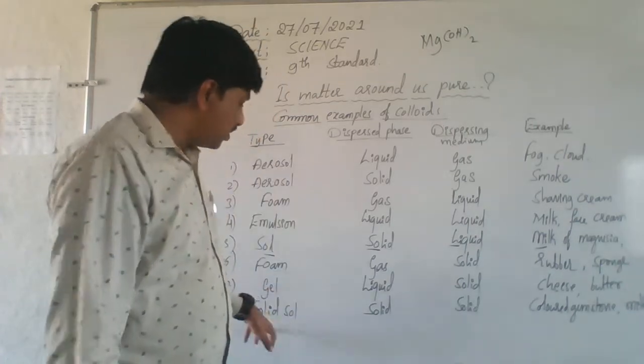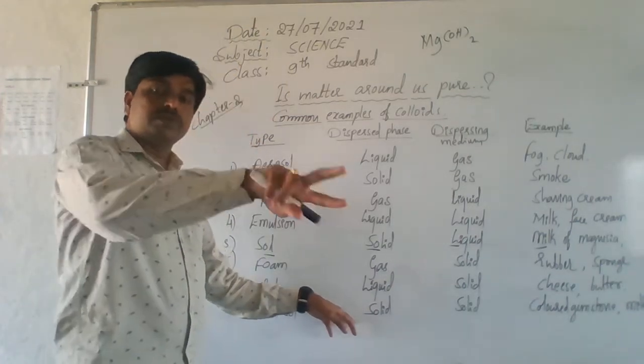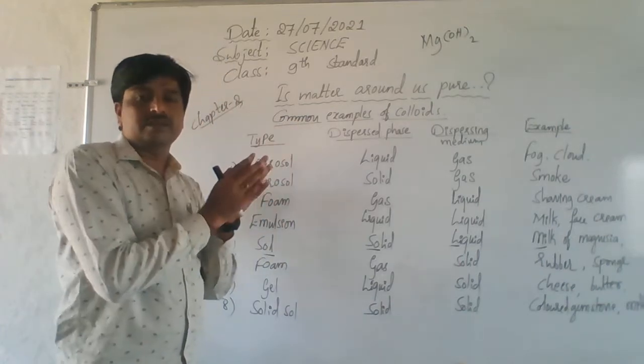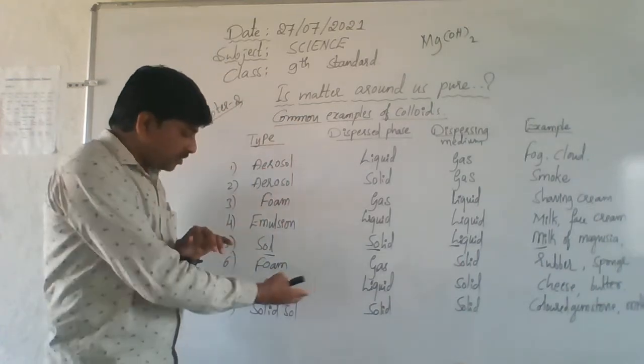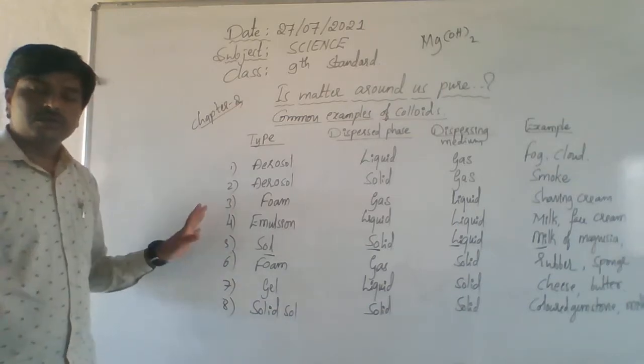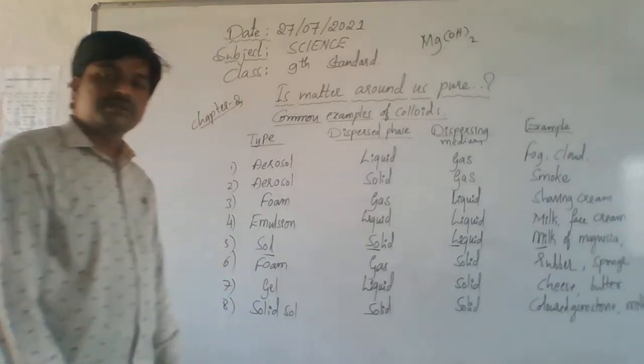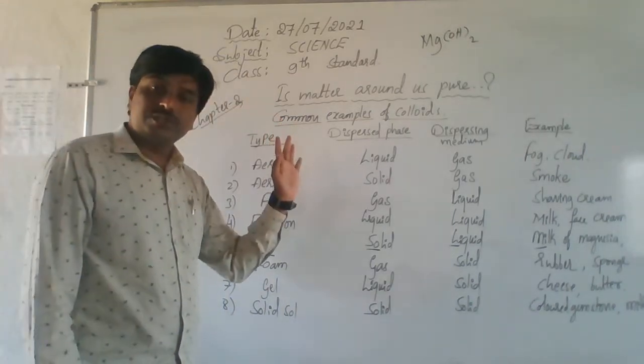So it is an example for solid sol, solid in solid. Another example is milky glass. Some glasses are milky glasses. So they are the best example for this solid sol. Clear or not? Okay. So remember, these are some examples of colloidal solutions.